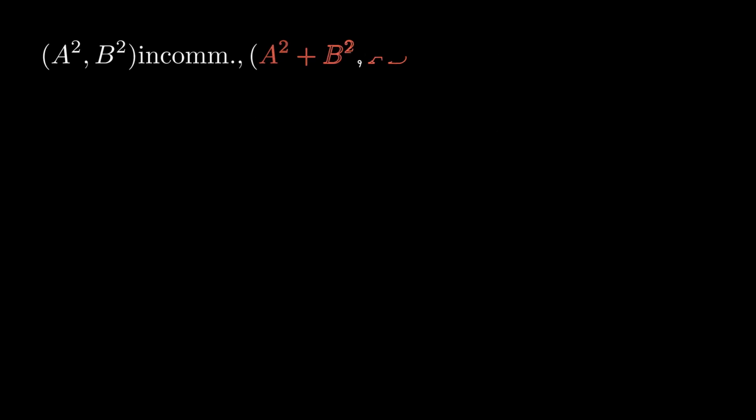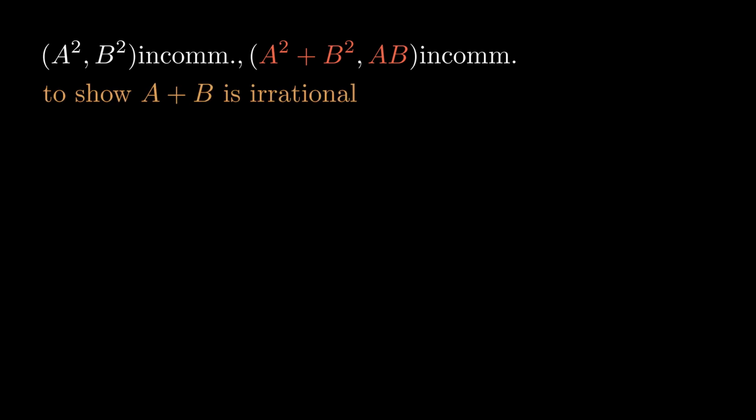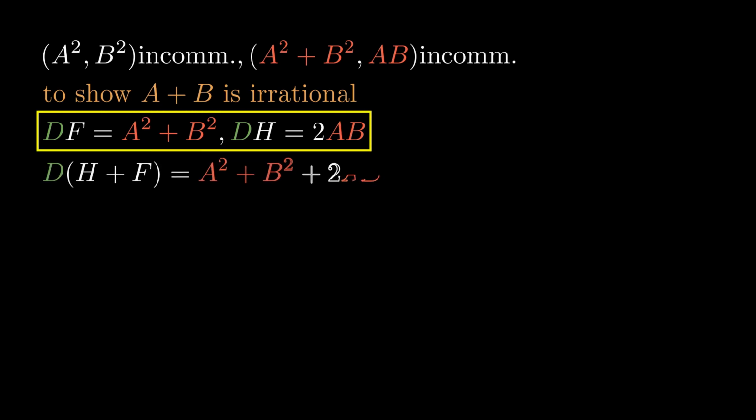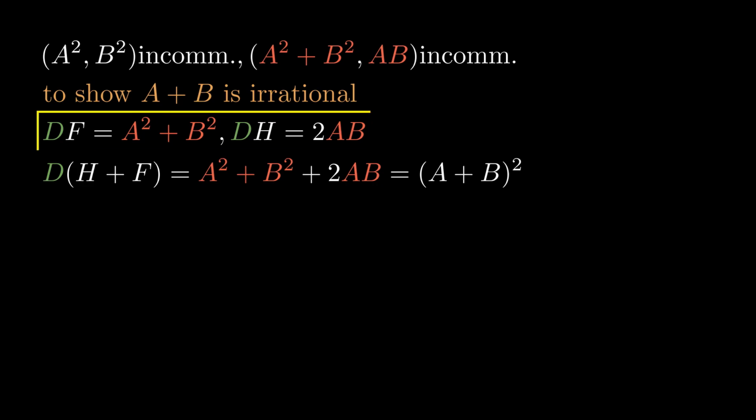Given two numbers, a and b, incommensurable in square, whose sum of squares is medial, and whose product is medial and incommensurable with the sum of squares, we'll show their sum a plus b is irrational. Let d be rational and let df equal a squared plus b squared, and dh equal 2ab, so that d times f plus h is equal to a squared plus 2ab plus b squared, equaling a plus b squared.